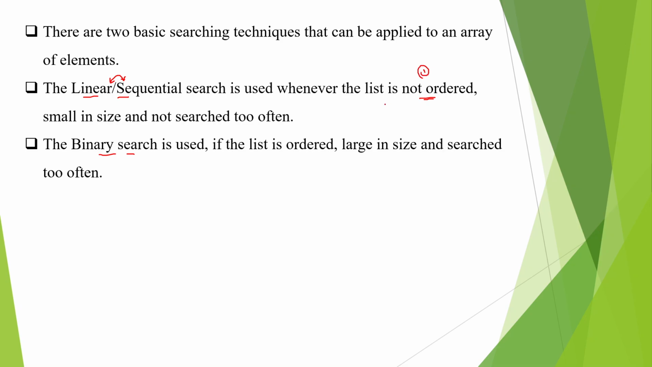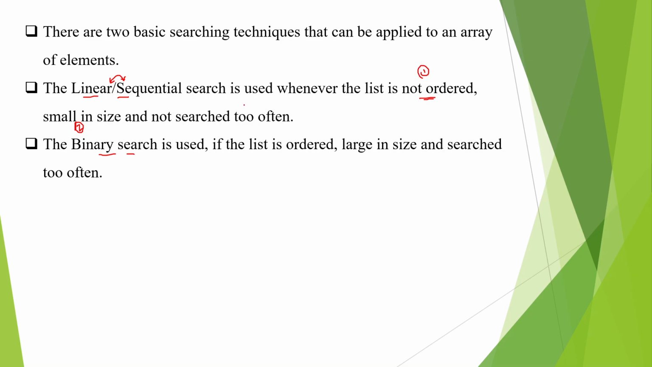Okay, in selecting the search approach, this is the first requirement. You need to see whether the list is sorted or not. If the list is sorted, go for binary. If the list is not sorted, go for linear sequential search. And the second parameter we apply before we select the searching technique is, if the list is small, go for linear sequential search, and if the list is too big, go for binary search. This is the second requirement.